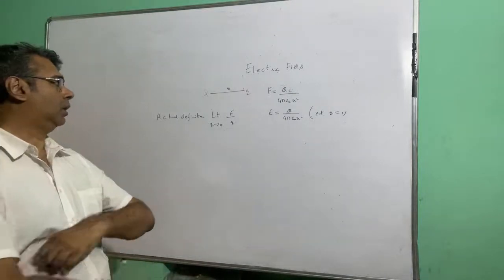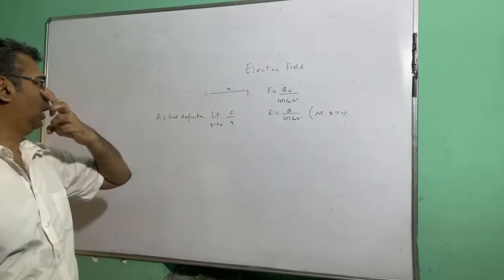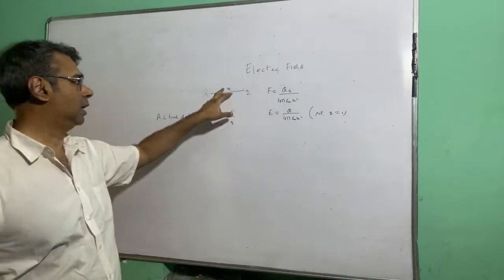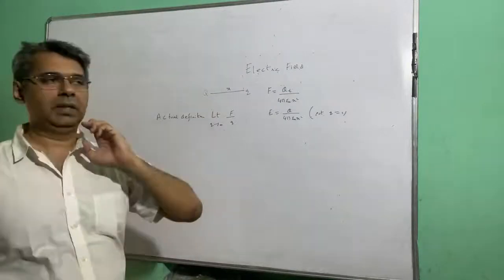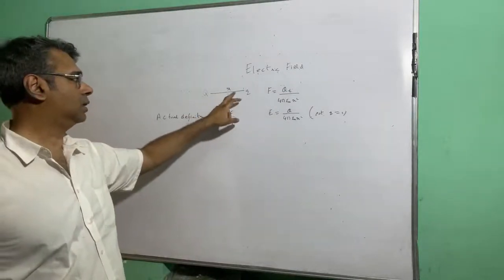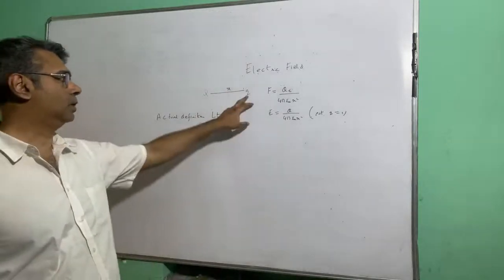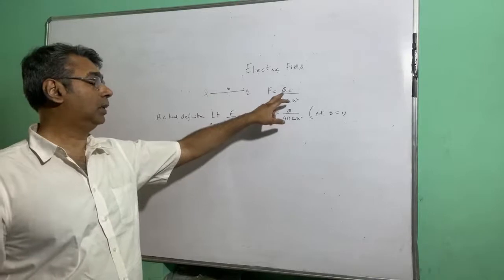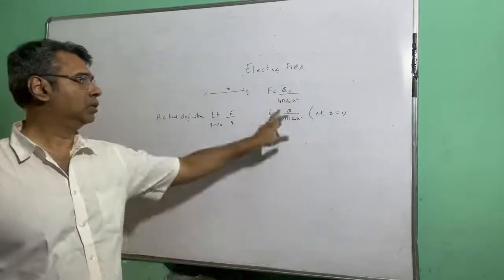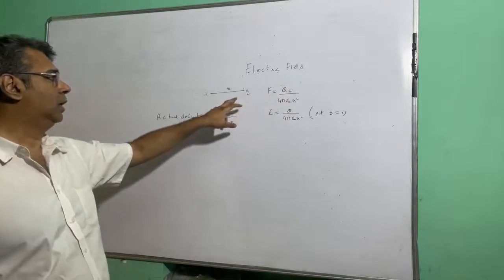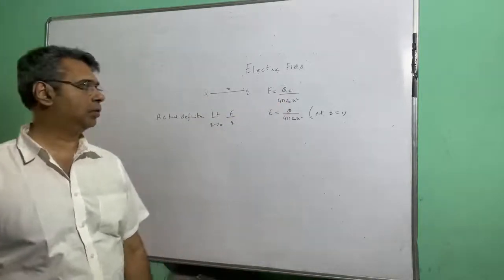So basically what happens is that there is a charge capital Q, and at a distance small r from it there is a charge small q. Now the force on small q due to capital Q will be how much? Capital Q into small q by 4 pi epsilon naught r square. So this will be the force on small q due to capital Q.